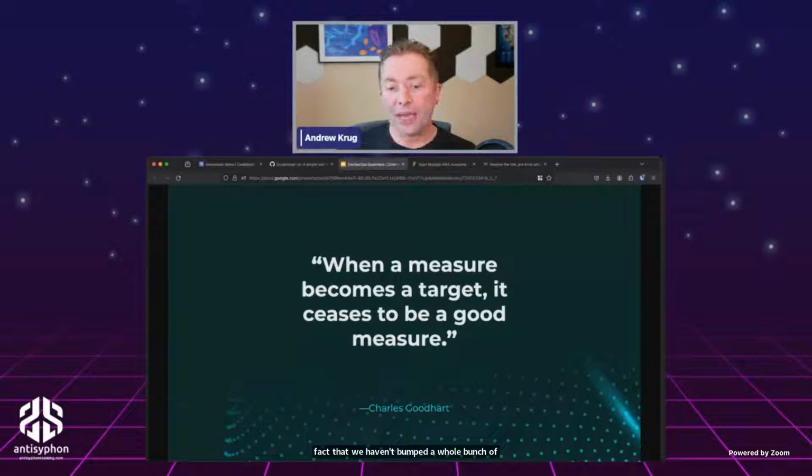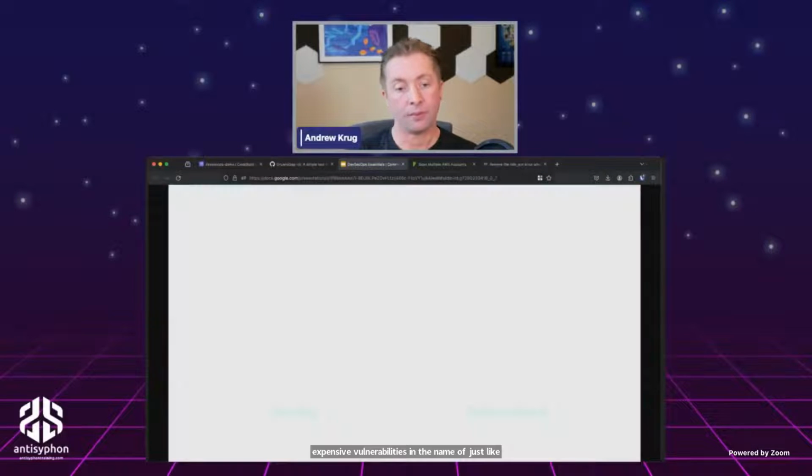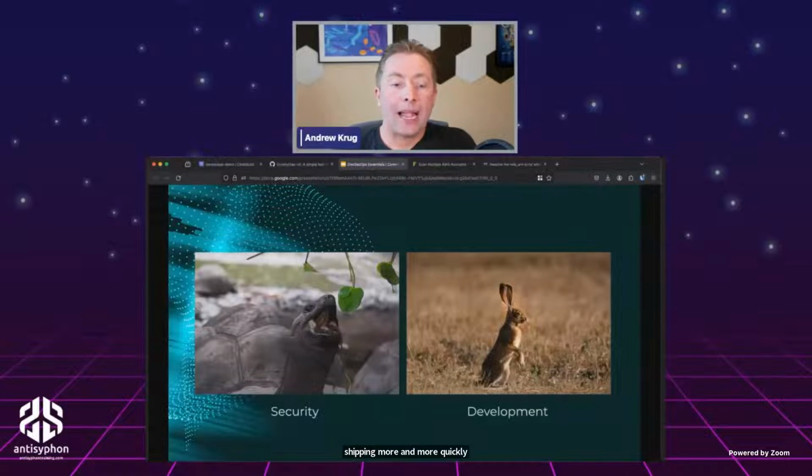So because engineering teams are measured on what we call velocity, or the number of story points that they closed out in a quarter, a sprint, whatever, that actually stopped being a great way to measure performance, because those teams were introducing very expensive vulnerabilities in the name of just shipping more and more quickly. And so that started to create some friction in our business.